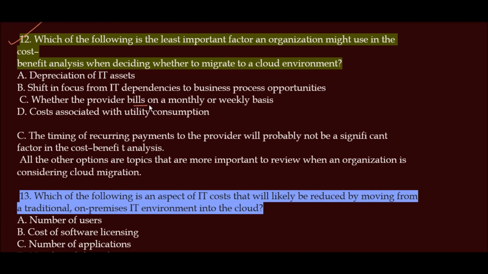Okay, all the other options are topics that are more important to review when an organization is considering cloud migration. Option A, depreciation of IT assets, is related to review. If we are talking about option B, shift in focus from IT dependencies to business process opportunities, it's also related to review. And option D, cost associated with utility consumptions, is also related to review. It's important in review of a cloud environment. So here the correct answer is option C, whether the provider bills on a monthly or weekly basis.